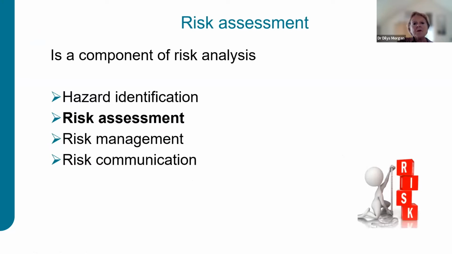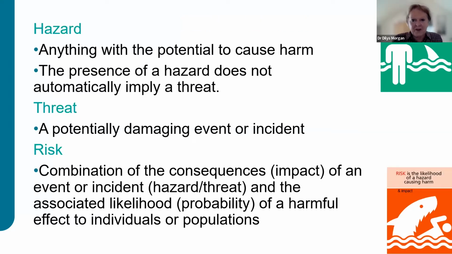So risk assessment is just one component of risk analysis. Hazard identification, risk assessment, risk management, and most importantly, risk communication are the other components. A few definitions. I think we all get very confused as to what the definitions are. Hazard is anything with the potential to cause harm, but the presence of a hazard does not automatically imply a threat. A threat is a potentially damaging event or incident, and a risk is a combination of the consequences or impact of an event or incident and the associated likelihood or probability of a harmful effect to individuals or populations of animals or humans.